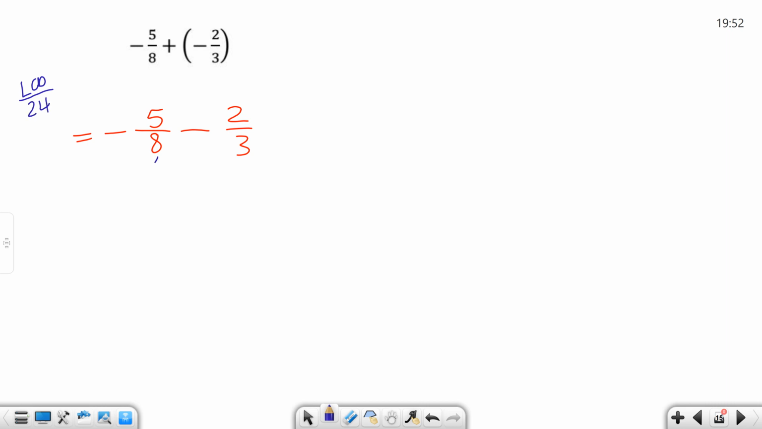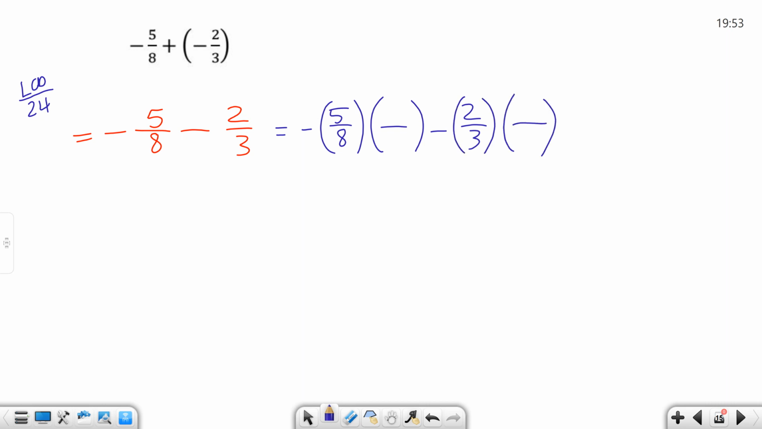So then I need to go, okay, neither one of these are 24, so I got to multiply both of them by something. So I'm going to come out here and say, okay, this is negative 5/8 times something minus 2/3 times something, okay? What is it I need to multiply by? Well, what do I multiply by 8 to get 24? 3. So it's 3 over 3. It doesn't have anything to do with this being a 3. It just happens to work that way on this one. It's always, what do you multiply by the current denominator to get the LCD? In this case, it's 3.